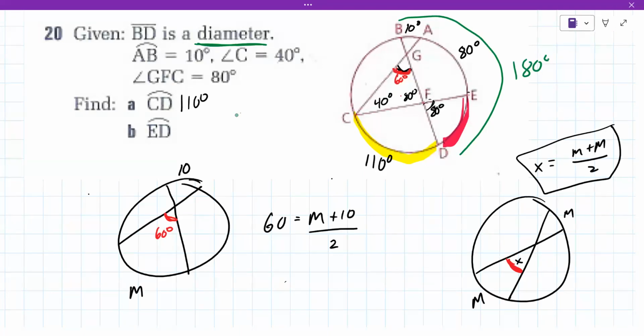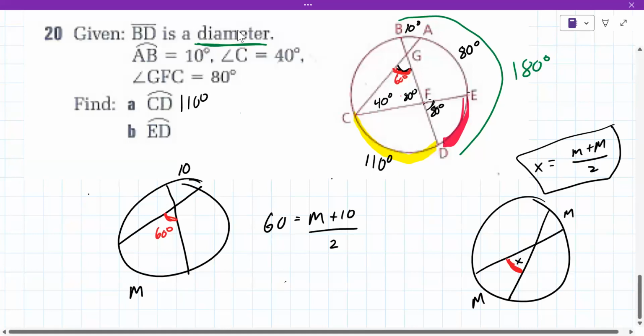180. Yes. Now your book is really good at not giving you extra information, and they wouldn't tell you this if it wasn't important. So while you could use B to C, that's a more complicated way, we have to write a couple of equations. You can actually find it by saying, okay, I got 10, I got 80, so this must be 90 degrees.